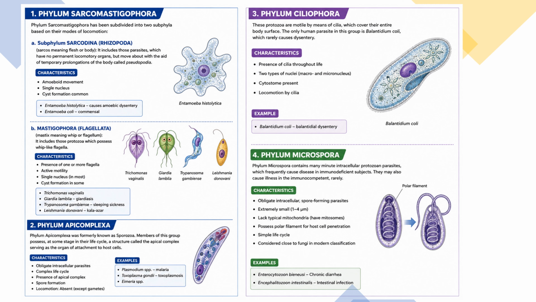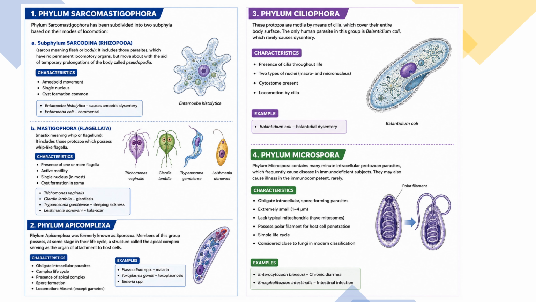It can be divided into two subphyla, and the first one is Sarcodina, which is also called Rhizopoda. Here sarcos means the flesh or body, and it includes those parasites which have no permanent locomotory organ but move with the aid of temporary prolongations of the body called pseudopodia. They show the characteristic amoeboid movement. They have a single nucleus, and cyst formation is common among them. Examples include Entamoeba histolytica, Entamoeba coli.